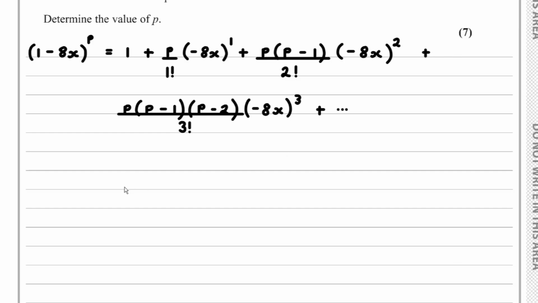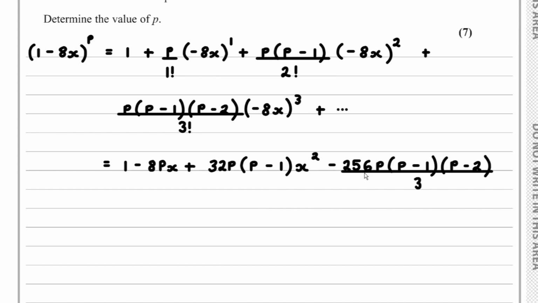So, simplifying, we have 1 − 8px + 32p(p − 1)x squared − 256p(p − 1)(p − 2) over 3 x cubed plus higher order terms.